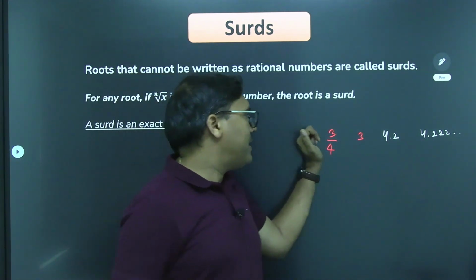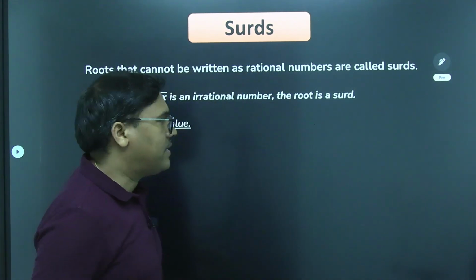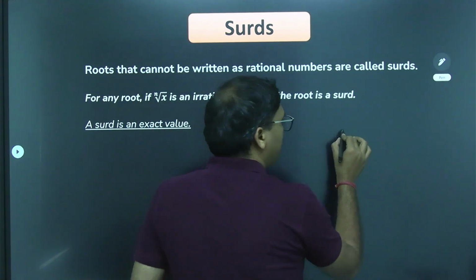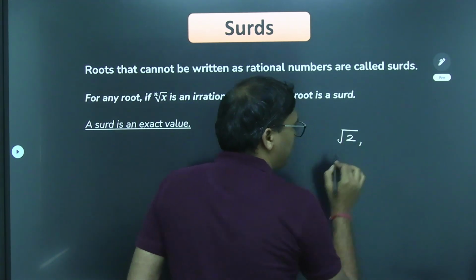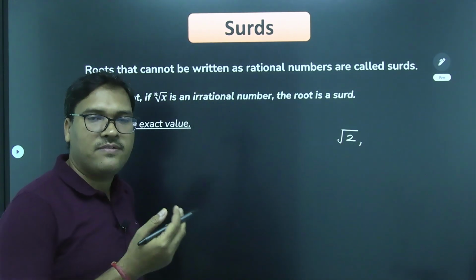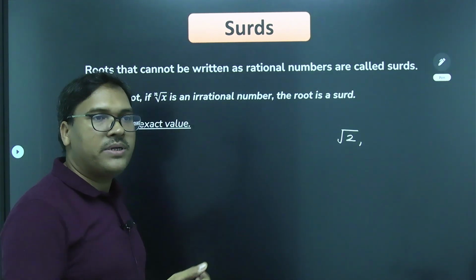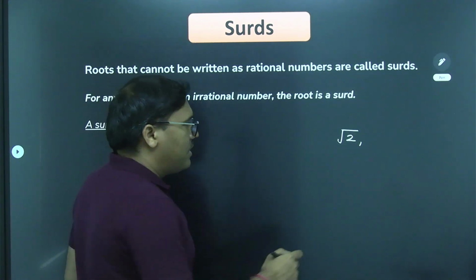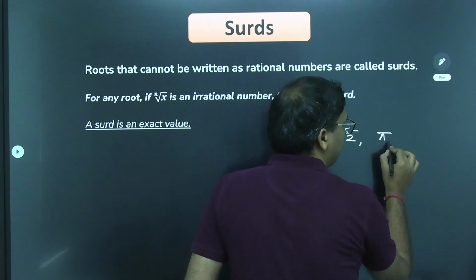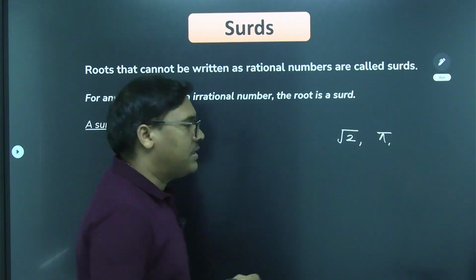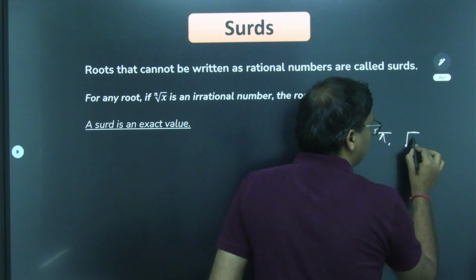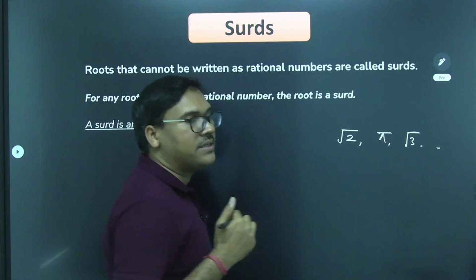Now, when we talk about irrational numbers, for example, root 2 is an irrational number. If you find the value of root 2, it is a non-terminating, non-repeating decimal. If you talk about the number pi, this is an irrational number. If you talk about root 3, this is an irrational number. So, all these numbers are irrational numbers.